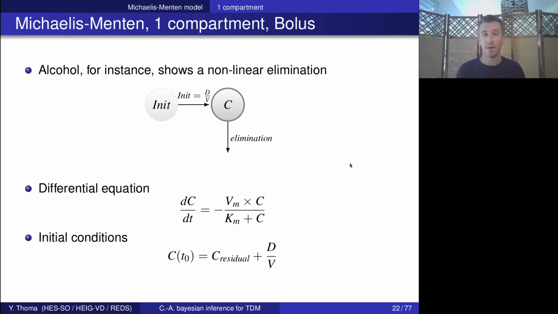And so one thing is that we cannot always end up with an analytical equation. For instance, there is a quite well-known elimination called Michaelis-Menten elimination, following that equation, and that actually describes very well how we eliminate alcohol from the blood. Seems very simple, but the issue is that there is no analytical equation for this. So we need to use other techniques for computing things, but it's still manageable.